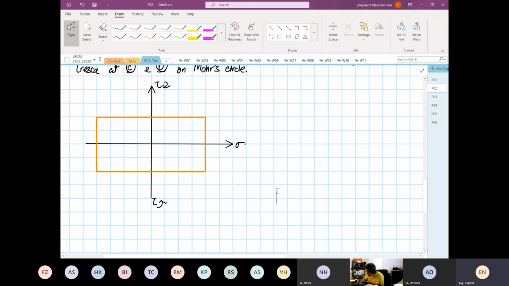So at this point down here, we know that this is our stress U. At this point down here, this is our negative stress U. So we state that stress A and stress B have to be half. So this is half, and this is minus half. So from here, we can draw our Mohr's circle. This is our Mohr's circle.